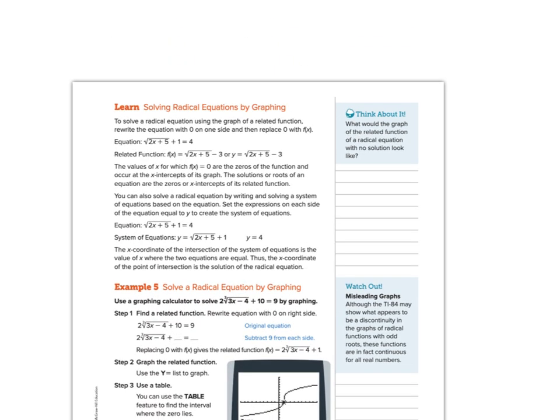Okay. Now, solving radical equations by graphing.